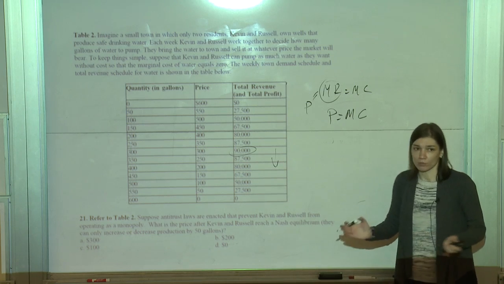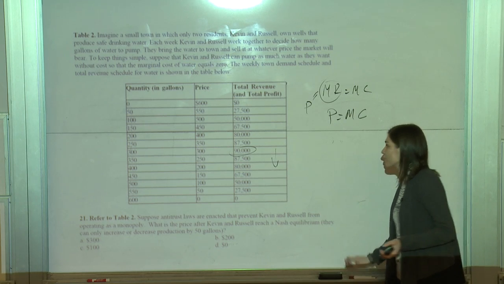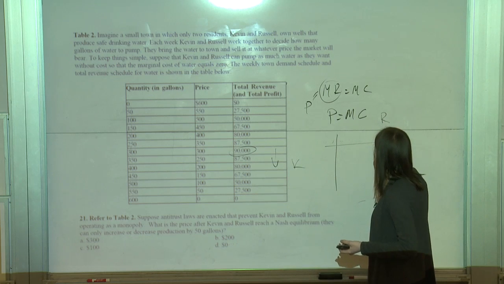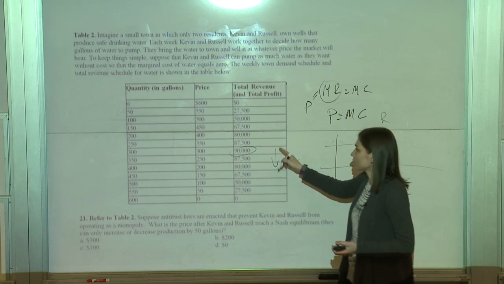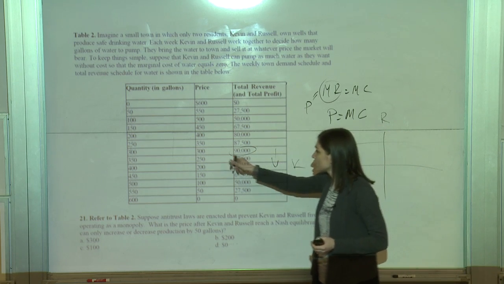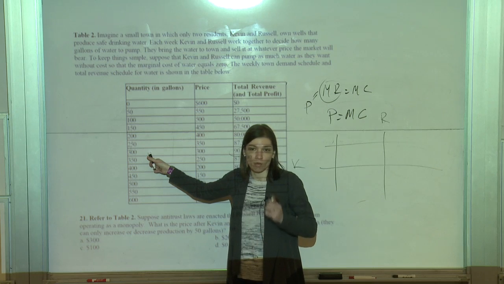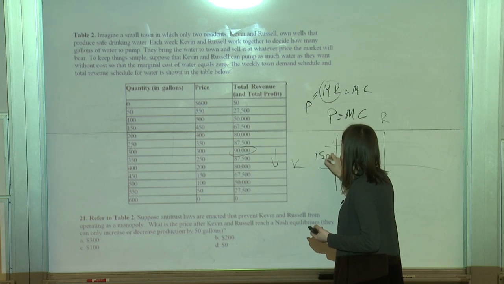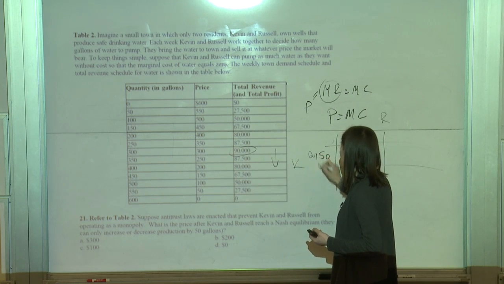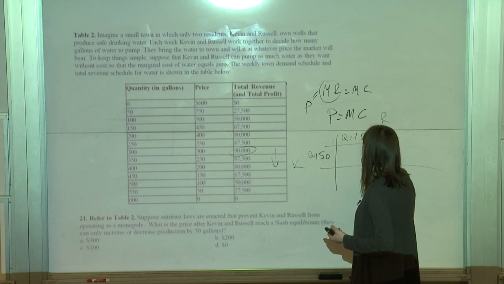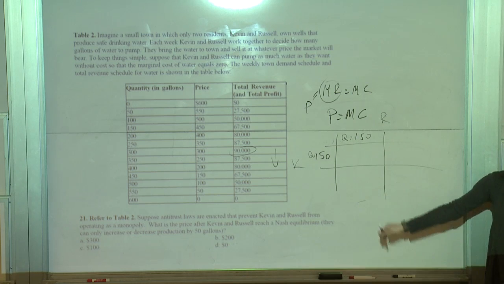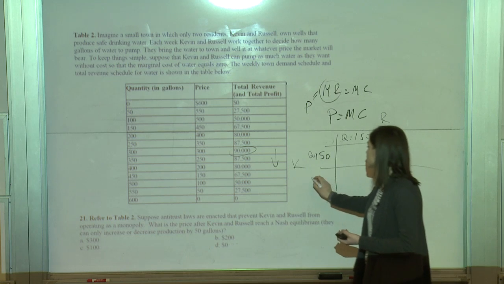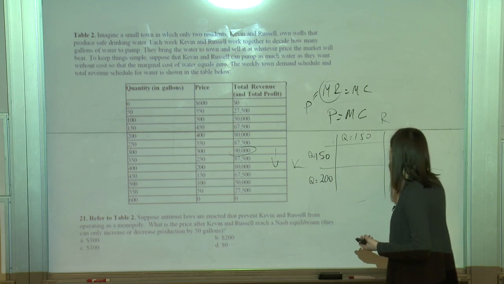So we're looking for a Nash equilibrium, so it makes sense to have a payoff matrix, just as before. This is Kevin, this is Russell. There are two strategies: stay at the current level of production, where each of them is doing 150, 300 in total, so the quantity is 150 for each. Or they can increase by 50, which is what we're told in the problem. They can only increase or decrease by 50 gallons, so their other option is to produce 200.